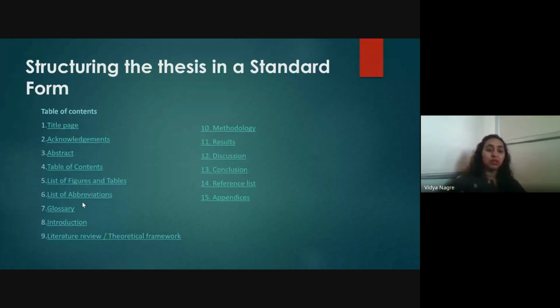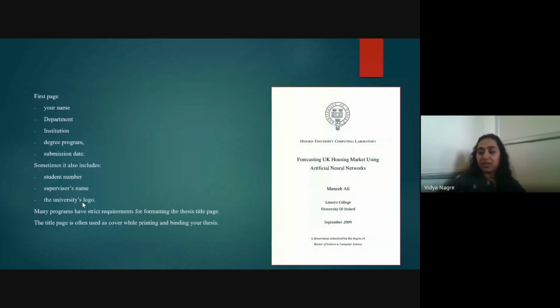Various pages, like this is the title page. Again, I recommend you refer to the handbook and check what their recommendations are about these initial pages, like certification, declaration, the first page and so on. If it's not given there, then refer to previous works.